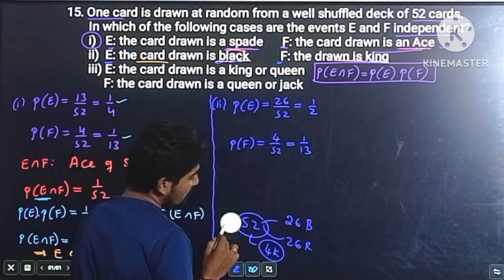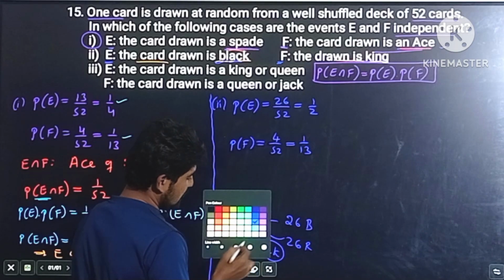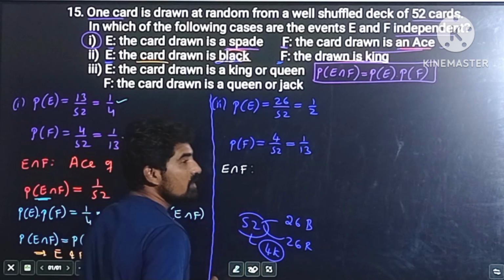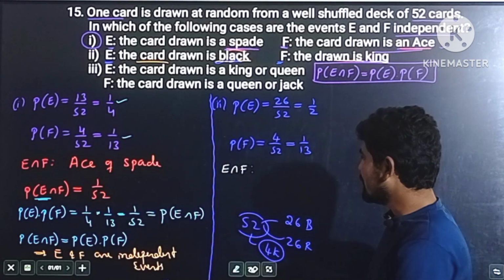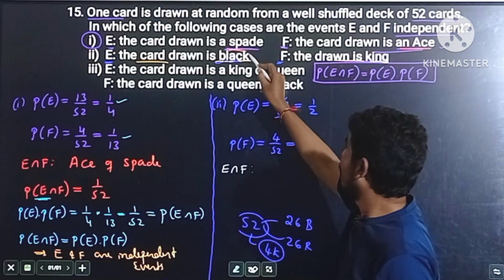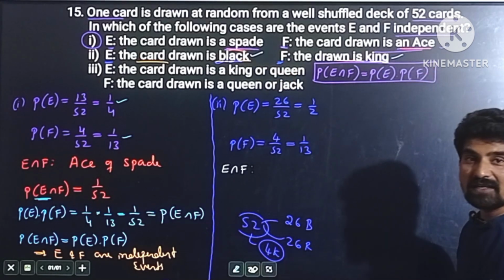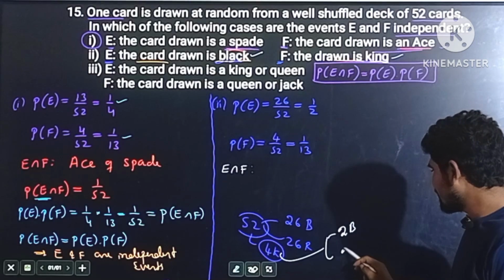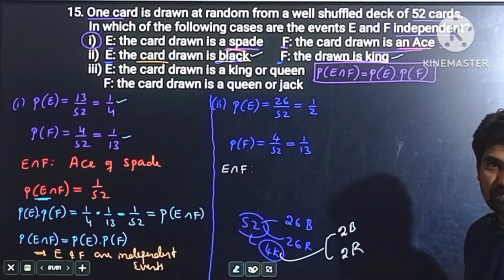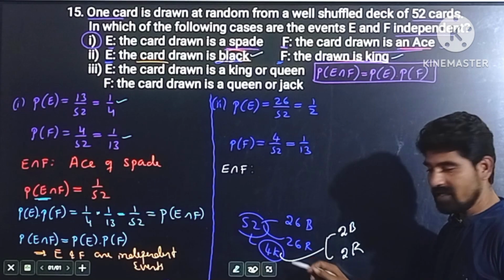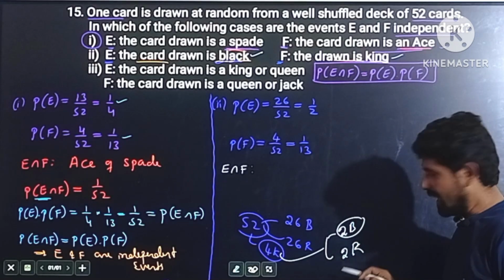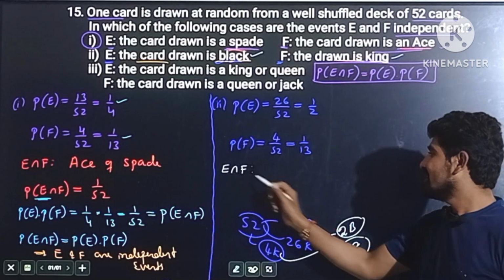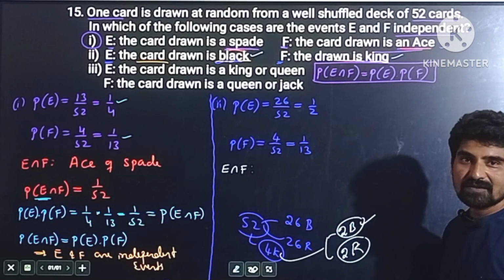And then we need the probability of E intersection F. Now, first we need the E intersection F event. E intersection F is the event consisting of the cards that are black as well as king. Out of 4 king cards, 2 are black and 2 are red. Therefore, the common cards in E and F are the 2 black kings.